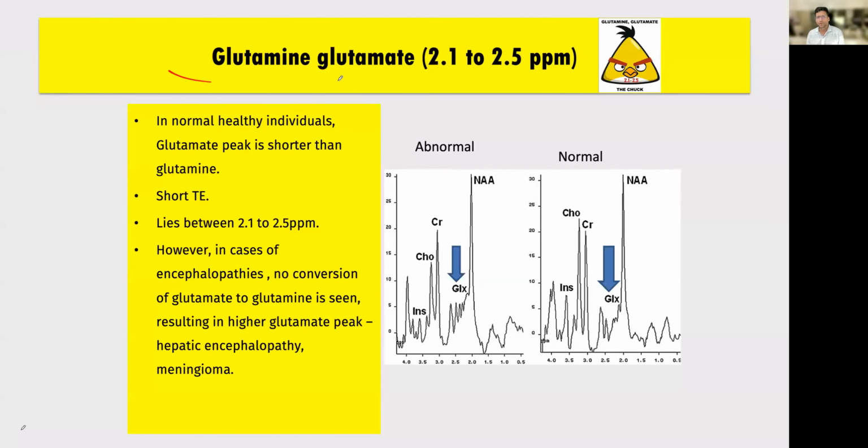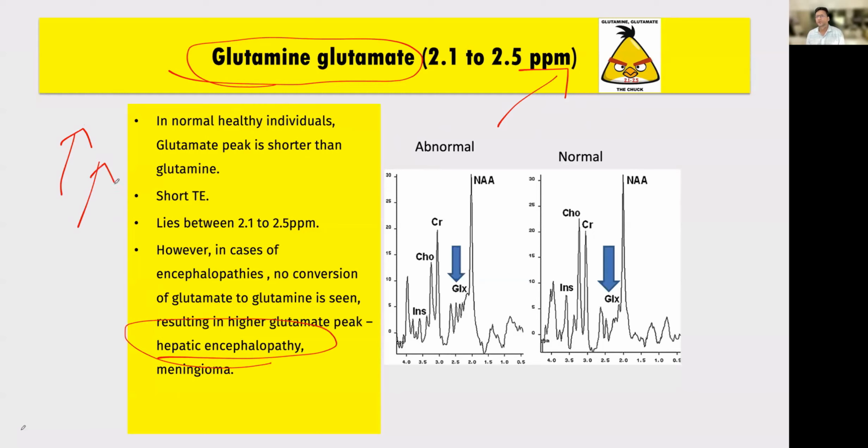And this is again a wonderful metabolite. I have represented it as a yellow bird, a yellow angry bird. Why? Because I want you to remember that glutamine is elevated in hepatic diseases. So whenever there is a hepatic encephalopathy, there will be elevation of glutamine. So this is one of the commonest. See, this is where you see a glutamine peak.